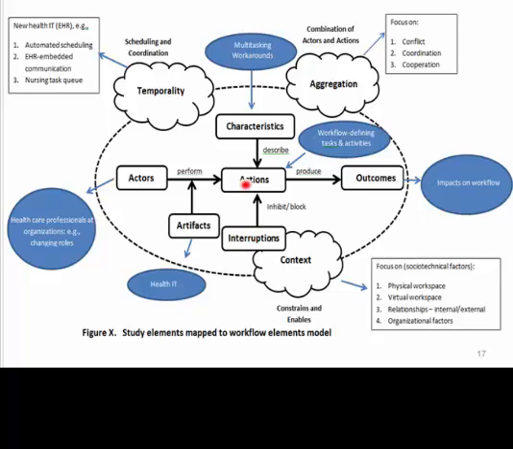So this model also suggests these other 3 elements that are out here in the clouds that apply throughout workflow. And they include temporality, which is scheduling and coordination, context, which is very important, and that's when we focused on the socio-technical factors, things like the physical and virtual workspace, relationships, other organizational factors, and these can constrain or enable the workflow. And then aggregation, which is a combination of the actors and actions, and we focused on conflict, coordination, and cooperation.